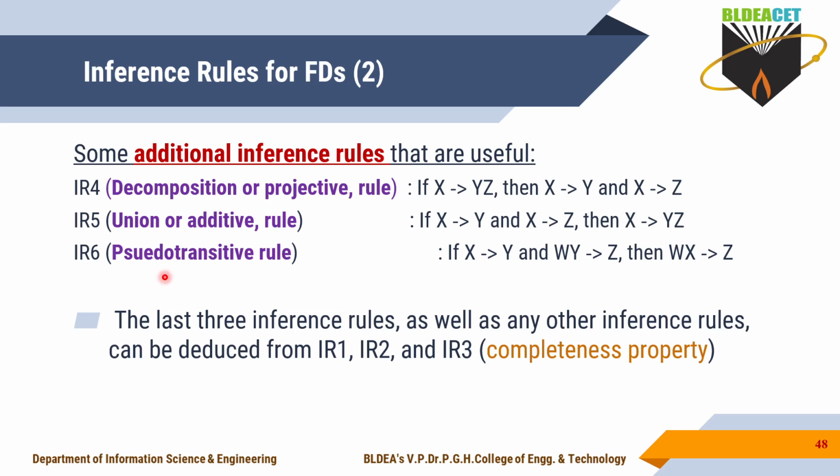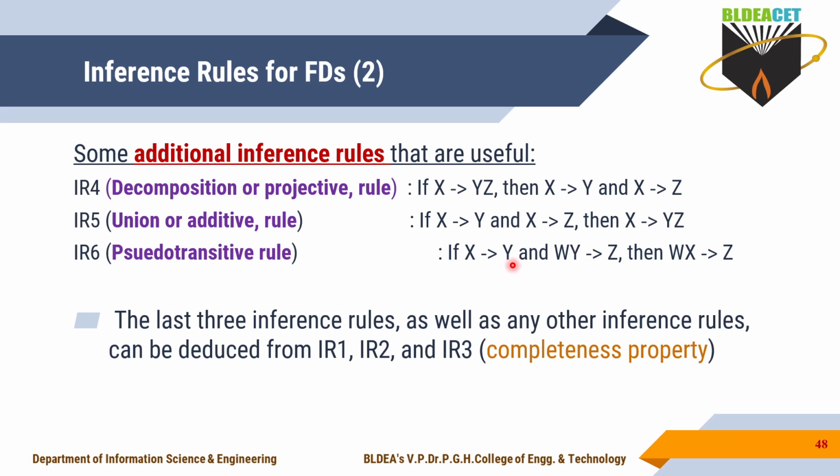Next is IR6, that is inference rule 6. This one we call the pseudo-transitive rule. So what does the pseudo-transitive rule tell? Let's see. If X determines Y and WY determines Z, then we can say that WX determines Z. Here X determines Y, and the combination WY determines Z, then you can write that WX determines Z. It is very simple, okay.